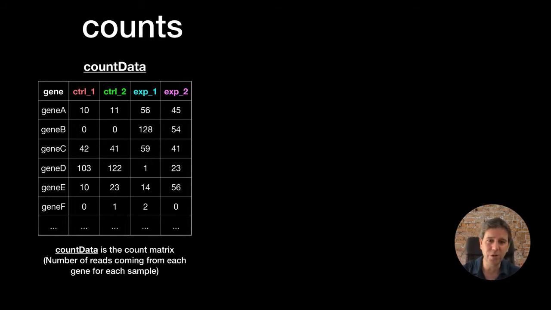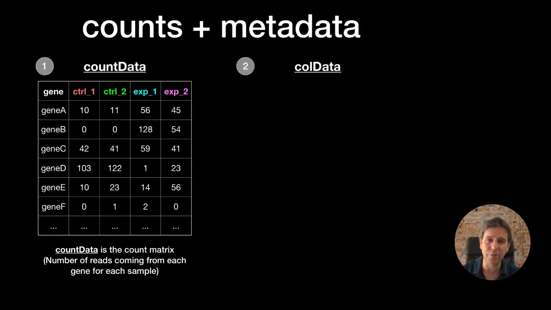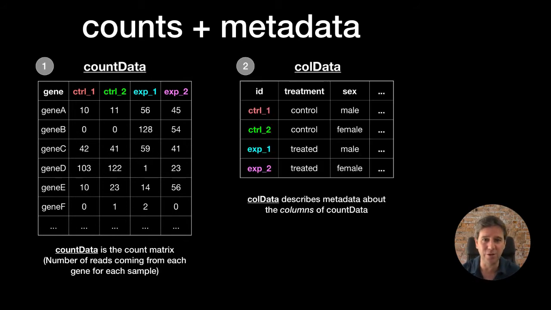Now, there's another thing that we need to analyze this data properly. That's the metadata about this count data matrix. It's like which column in it is actually drug treated, which is this cell line, which is that cell line, this kind of thing. So the column data, or this metadata here, will describe the setup of your experiment, how we want to actually make our comparisons. Do we want to compare drug treated versus control? Do we want to compare this cell line versus that cell line?